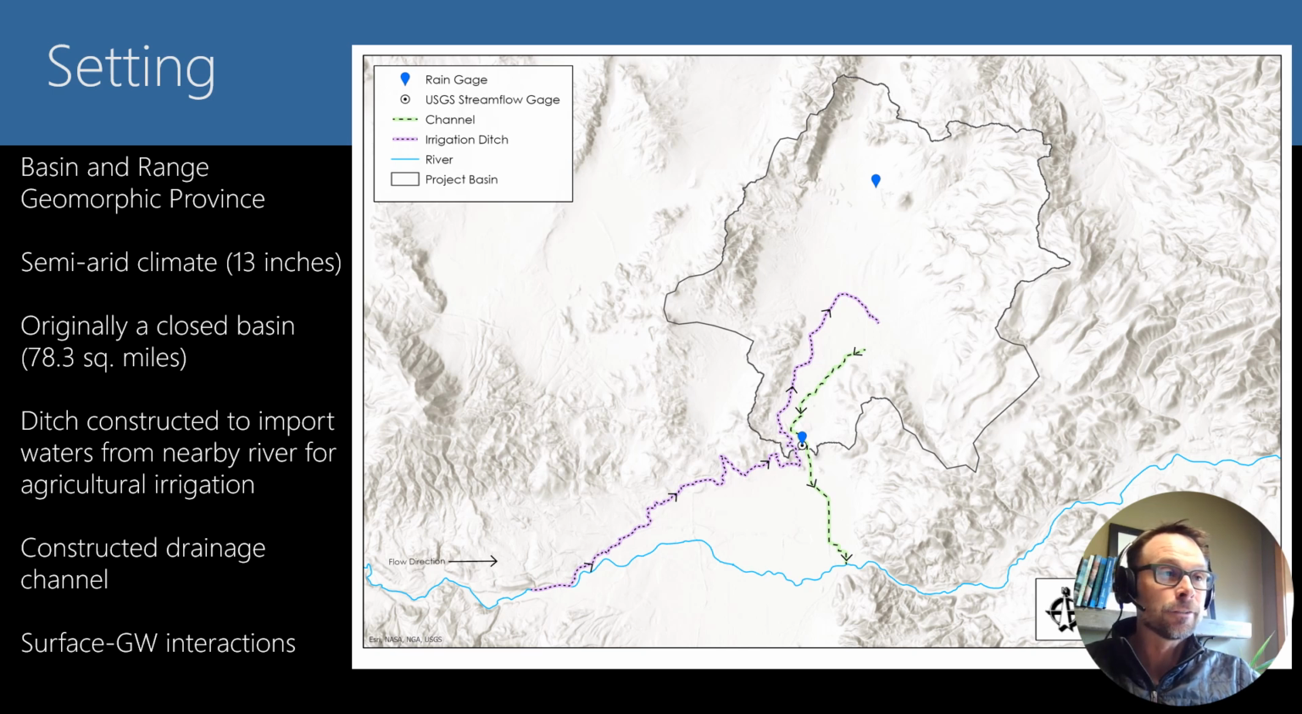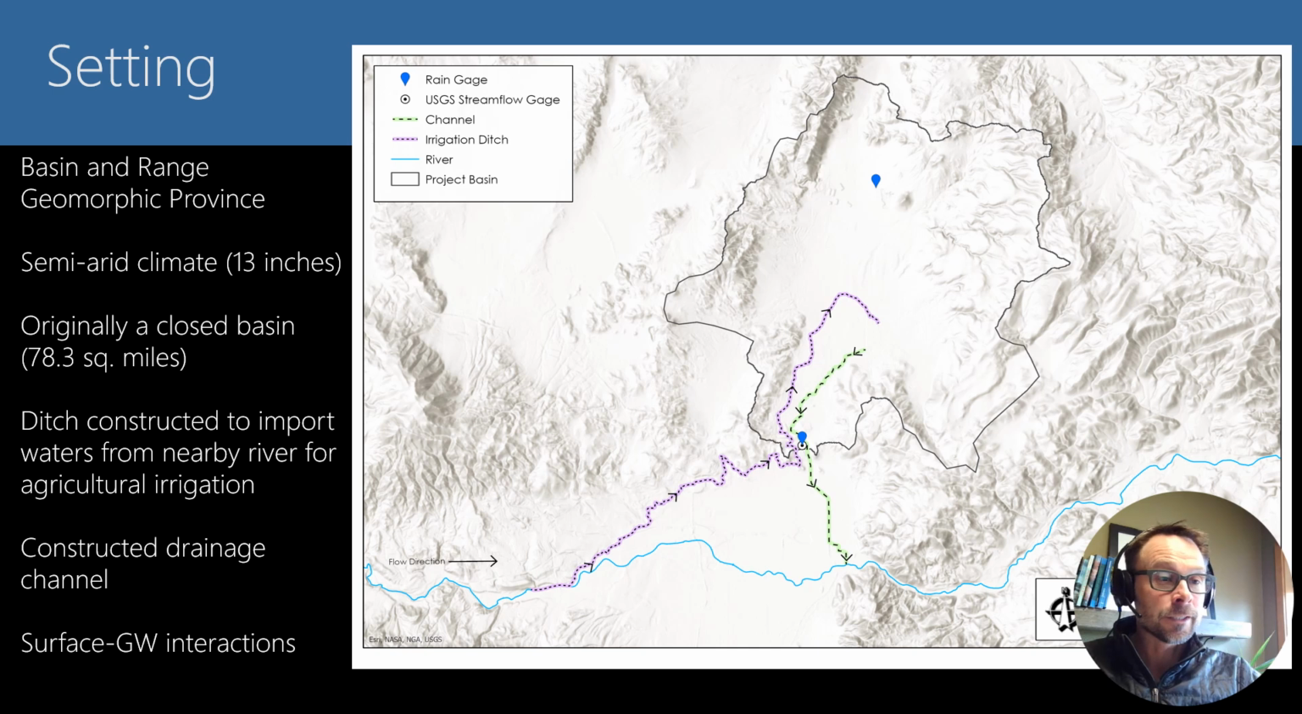However, in 1870, an irrigation ditch was constructed in this project basin to import river water from a nearby river, which is mostly derived from snowmelt runoff. The ditch imports water into the basin, typically during irrigation season, between April and October of each year. The ditch has been unlined since its construction, so it does contribute to groundwater recharge just by ditch leakage.